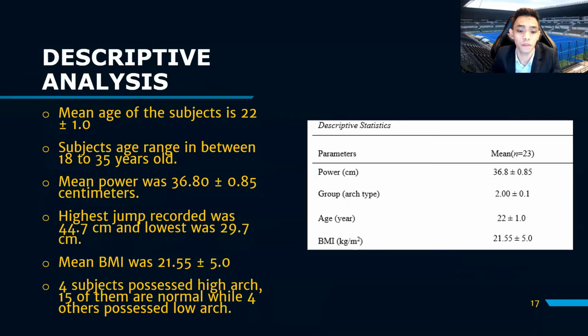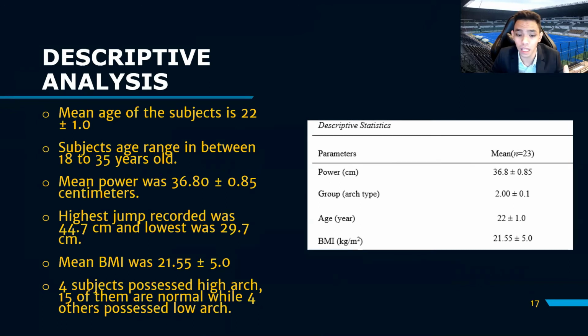Moving next, the descriptive analysis. The study was conducted on 20 national women's hockey athletes, all of whom passed the wet test, and each subject was required to fill in the demographic information of age and playing position, and the data has been analyzed. Based on this descriptive statistic in the table, the mean age of the subjects is 22. The subjects' ages range between 18 to 35 years old.